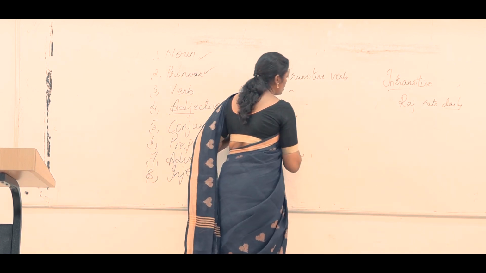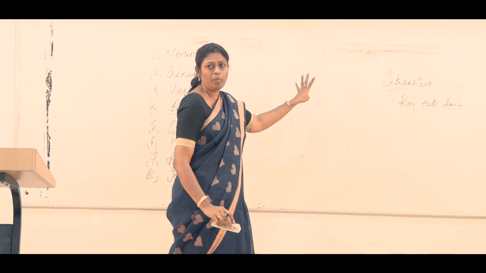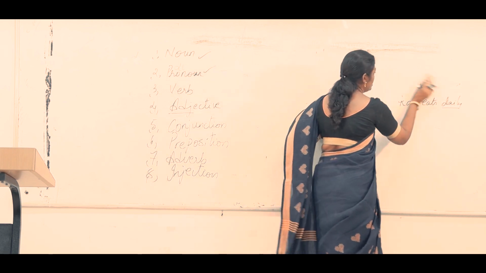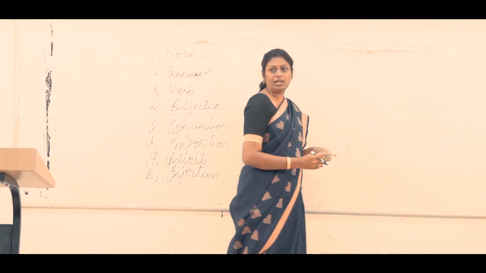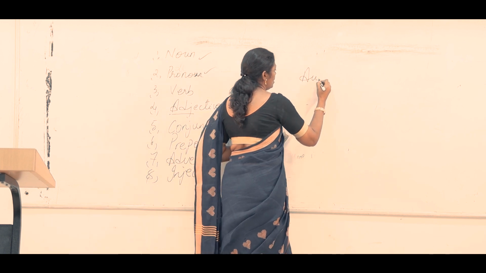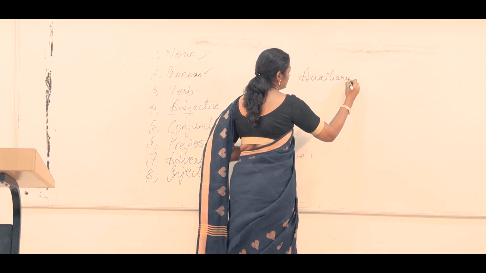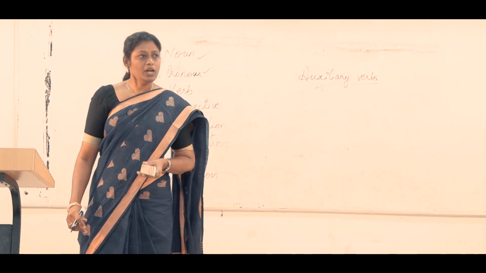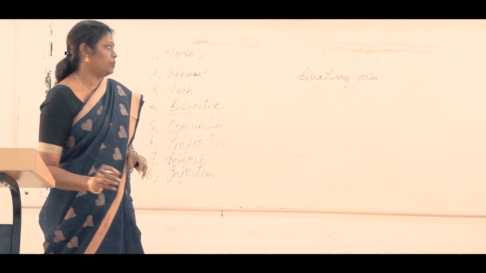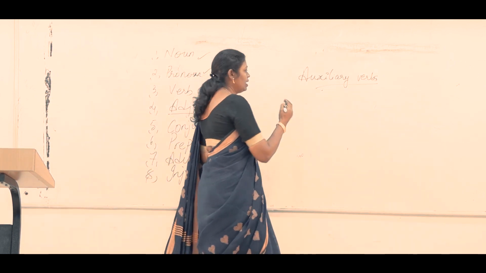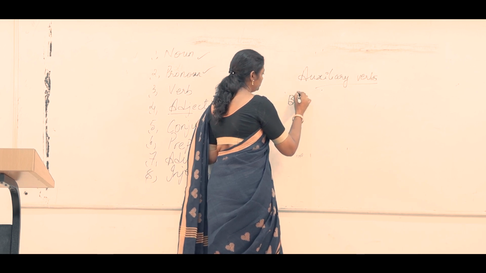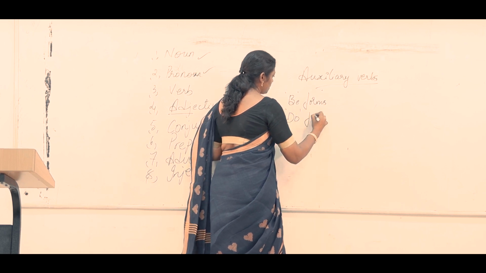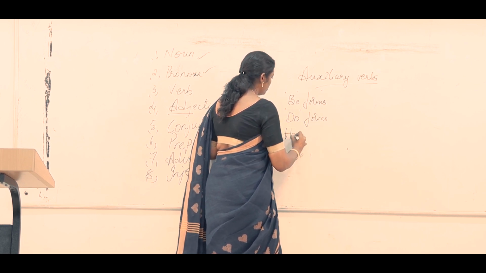So let's get back to the auxiliary verb. Now we have seen the main verb. The main verb can be classified into transitive verb and intransitive verb. When we look at the auxiliary, very, very important, guys. Helping verbs are auxiliary verbs. So what are these auxiliary verbs? Again, we can classify them into be forms, do forms, and have forms.